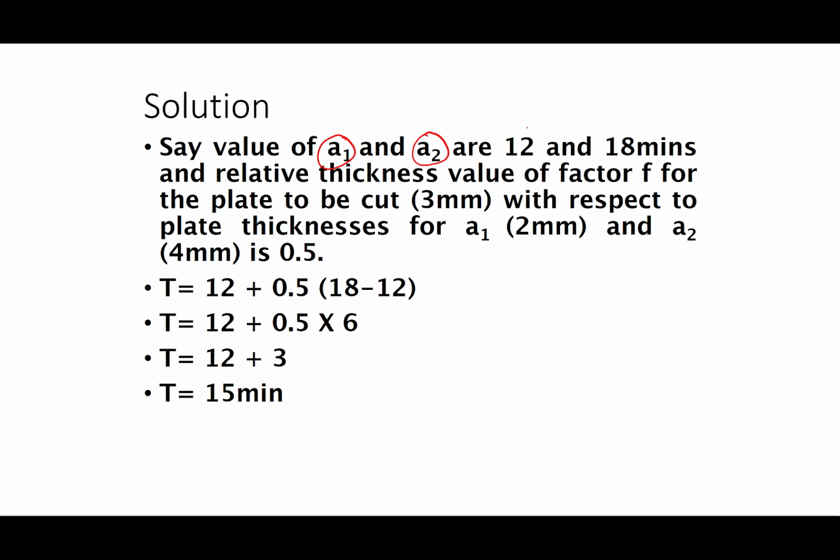A1 and A2 are the values of 12 and 18 minutes for cutting the thicknesses of 2 and 4. The relative thickness factor F for the plate to be cut, 3, with respect to the plate thicknesses of 2 and 4 is 0.5. So here we'll have 12 plus 0.5 into 18 minus 12. This will give us 15 minutes. So for a certain thickness, if the data is not available, it can be calculated.